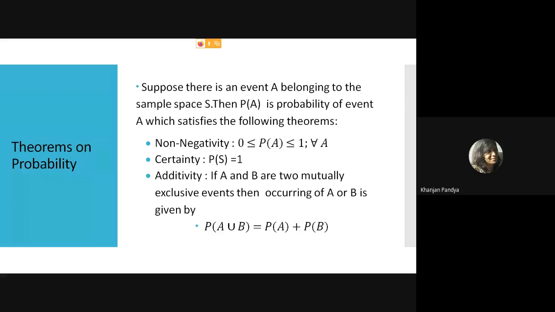Actually, the theorem is of this type: P of A union B is equal to P of A plus P of B minus P of A intersection B. But here we are considering two mutually exclusive events. So A intersection B is phi, and the probability of that event is 0. Probability of phi is 0. So P of A intersection phi is zero, and we get P of A plus P of B. But this is applicable only when we are having two mutually exclusive events.